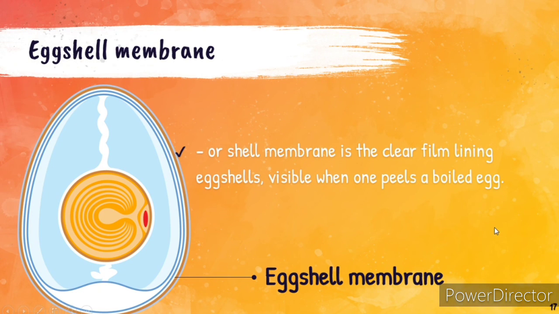Then the eggshell membrane. The shell membrane is the clear film lining eggshells that is visible when you peel a boiled egg.